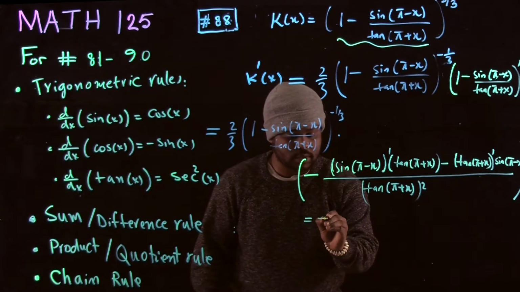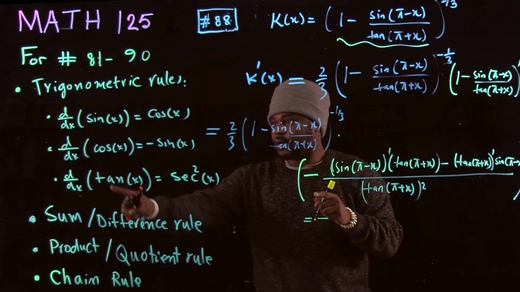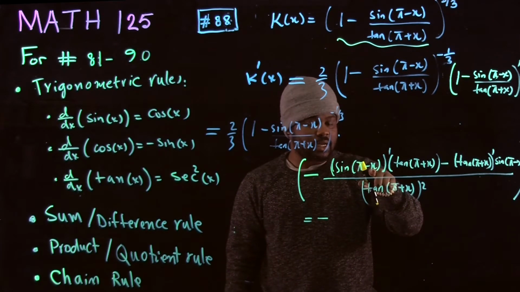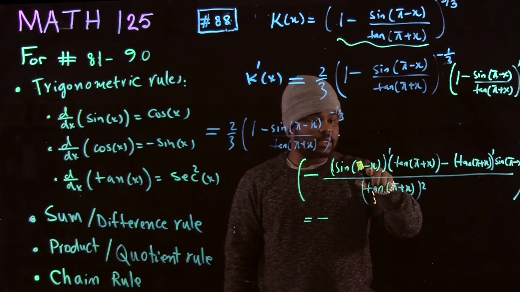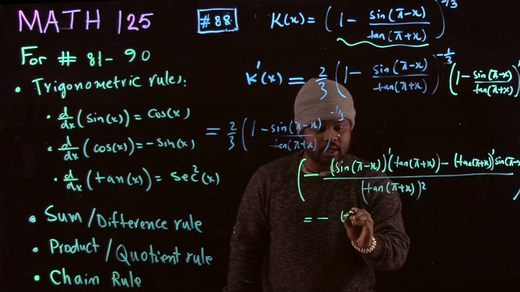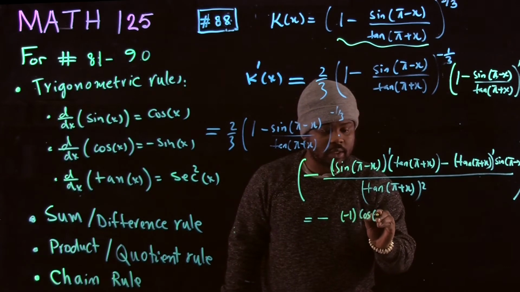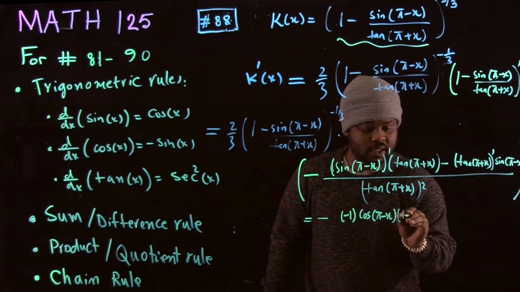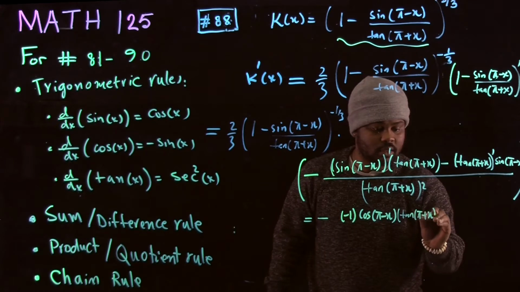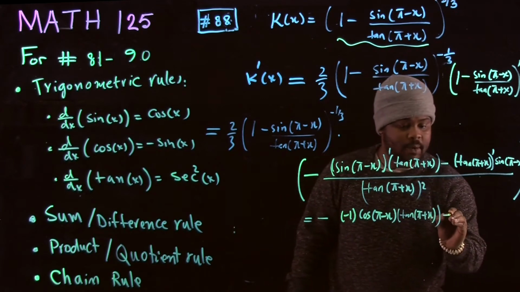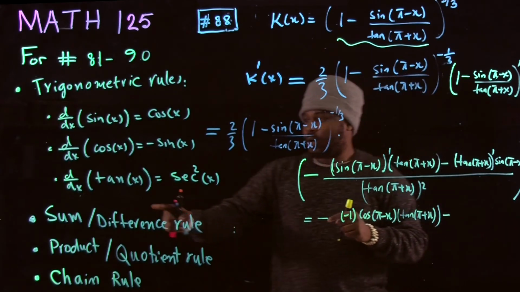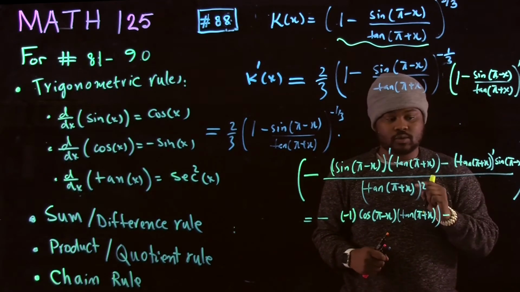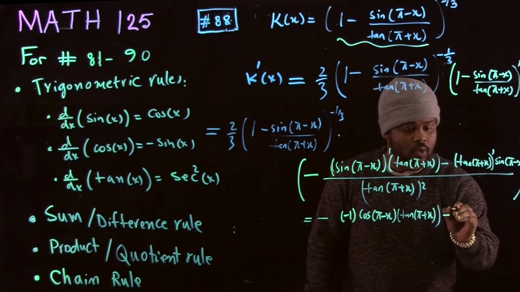this will be, still have my negative here. Derivative of sine from here we know is cosine, but then I have derivative of pi minus x, derivative of pi is 0, derivative of minus x is negative 1, so I have negative 1 times cosine pi minus x times, I still have my tangent pi plus x minus, now what is the derivative of tangent? When we look over here, the derivative of tangent is secant squared x, and derivative of pi plus x is 1, so I don't have any minus to multiply with or any factor.